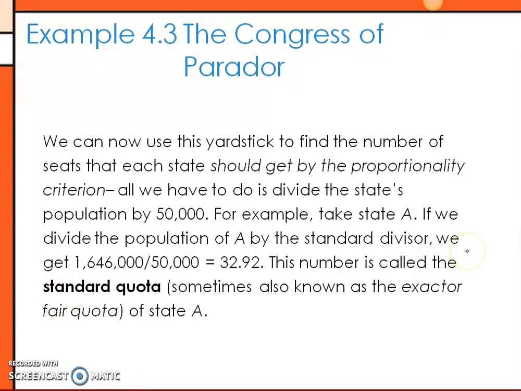So they're just trying to do the same thing we did with the candy, but faster. If you find the standard divisor, you divide that number into all the populations to get the standard quota. So you have one kind of thing to measure it against. It just makes the calculations quicker.